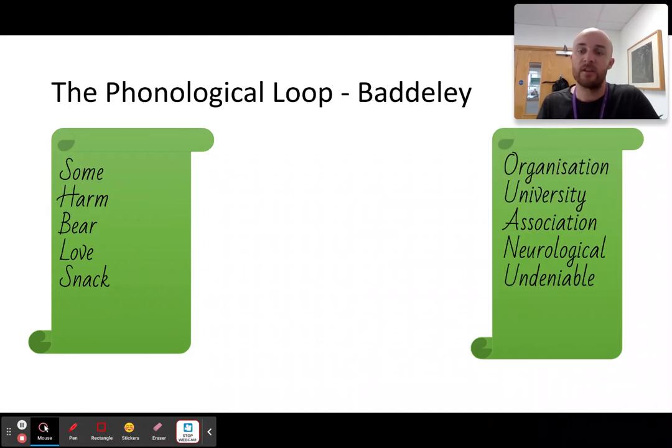On the other hand, you have these words. Organization. 1, 2, 3, 4. University. Is that a 5-syllable word? University? It doesn't feel like it should be. Association, neurological, undeniable. Now, these are longer words, hence they take up more space in your phonological loop, and therefore you're not going to remember as many of the long words, despite the fact they are each one word.